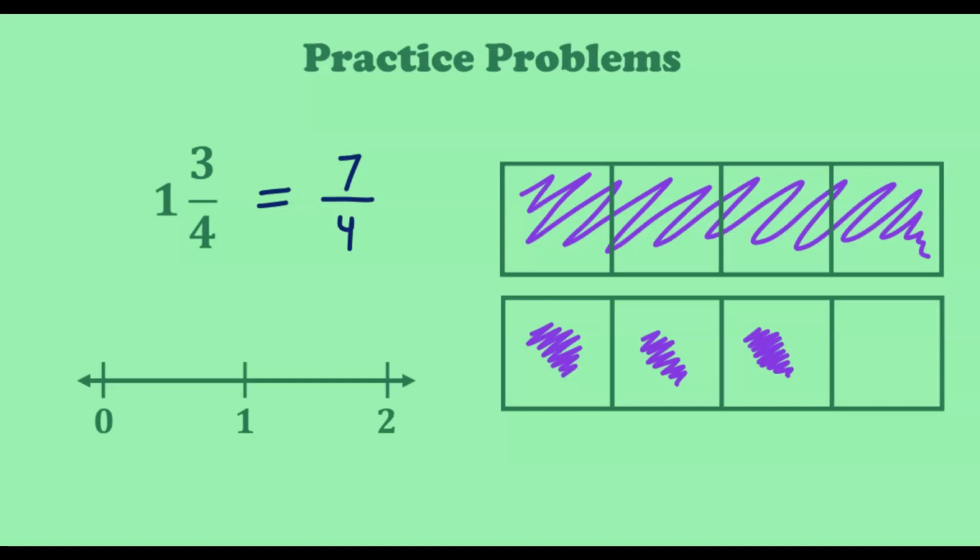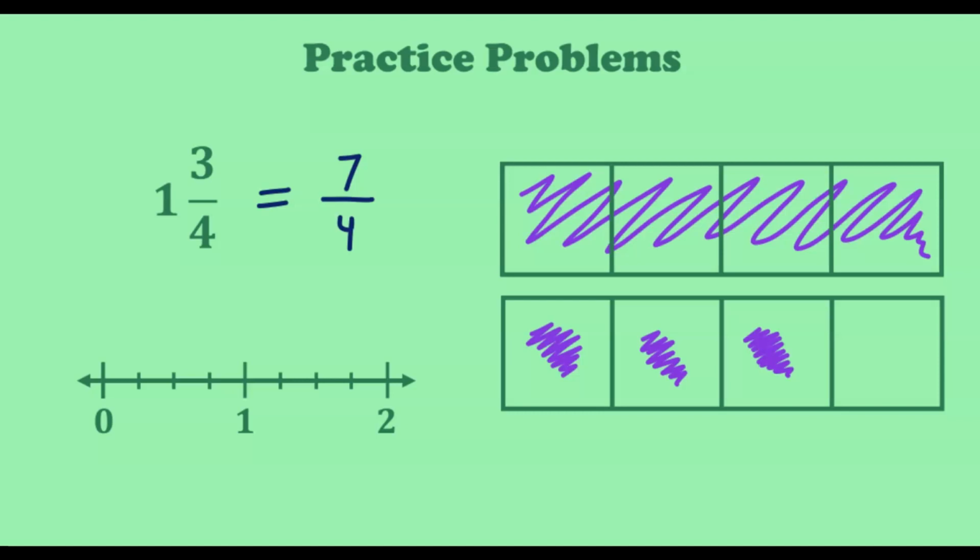Now note that the denominator of the proper fraction in the mixed number is 4. So what we're going to do is we're going to divide this space between 0 and 1 into 4 equal parts. We are also going to divide the space between 1 and 2 into 4 equal parts. And after we do that, we get a number line which looks like this.